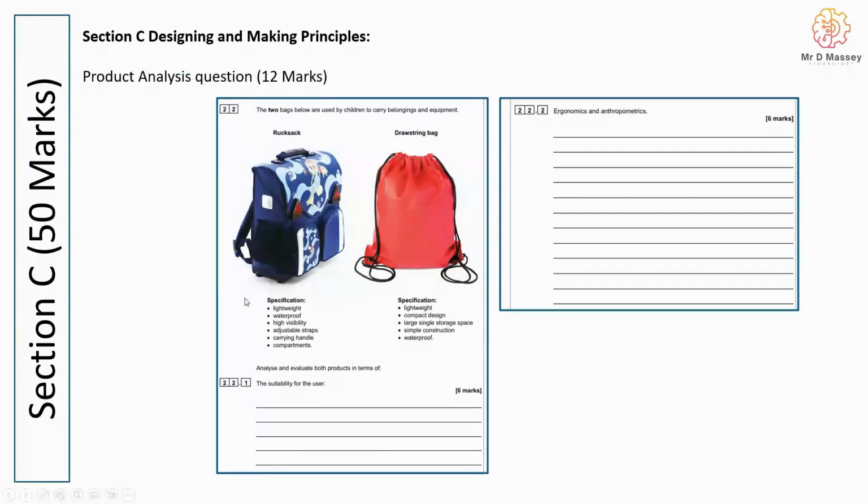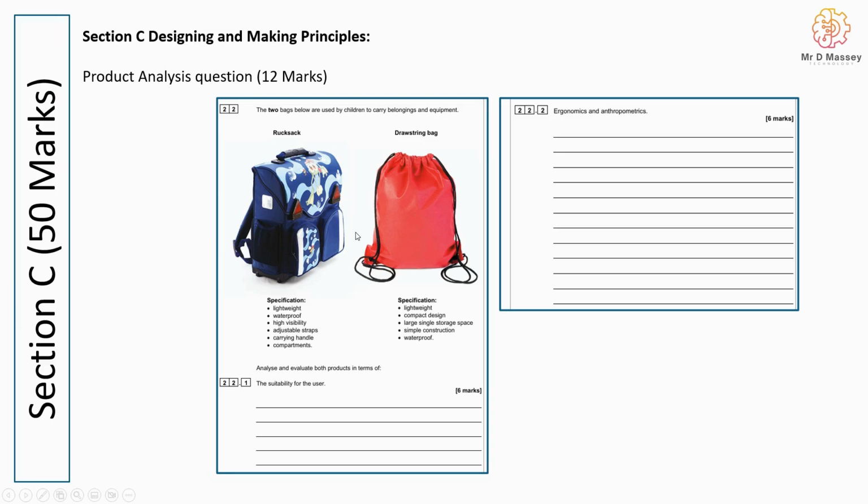Okay. So there's a product analysis question, usually worth 12 marks, but it's a 12 marker that's broken down. In this case, it's broken down into 2 6 markers. In the past, they've also broken it down into 3 4 markers, so 12 marks in total. They'll give you an example of a product and then ask you to analyze it.